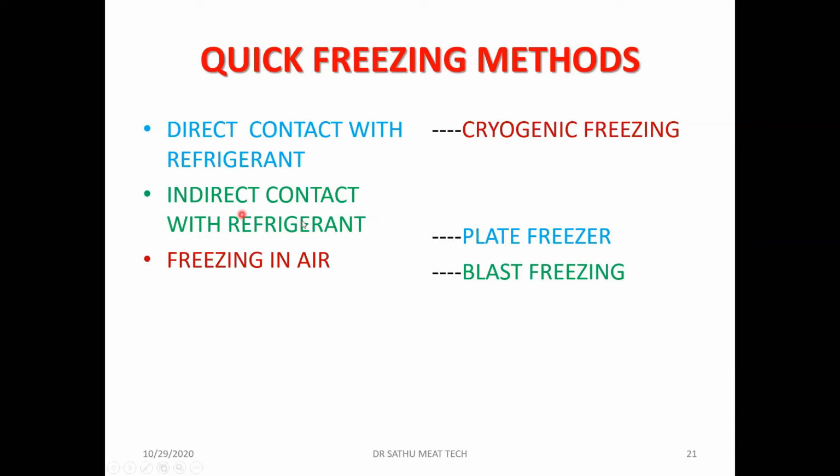Indirect contact with the refrigerant, for example, the plate freezers. Then freezing in air, where we are blowing cold air. An example is blast freezing. I repeat, direct contact with the refrigerant means the food material comes in direct contact with the refrigerant, like freon or liquid nitrogen or dry ice. That is called cryogenic freezing. Indirect contact with the refrigerant is the plate freezer, where the food material will not come in direct contact with the refrigerant. Freezing in air means the cold air is blown. The best example is the blast freezer.